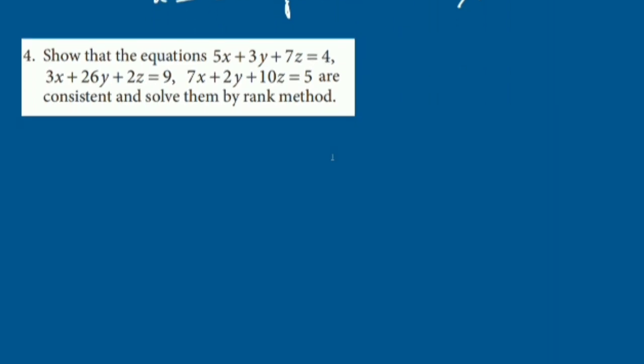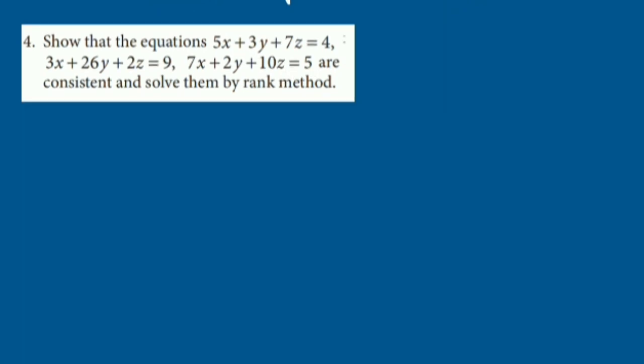Show that the equations 5x + 3y + 7z = 4, 3x + 26y + 2z = 9, 7x + 2y + 10z = 5 are consistent. Solve them by the rank method. We are going to solve this using the rank method.